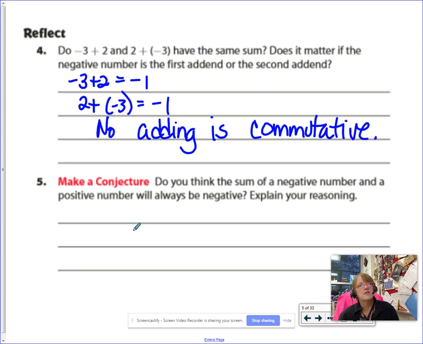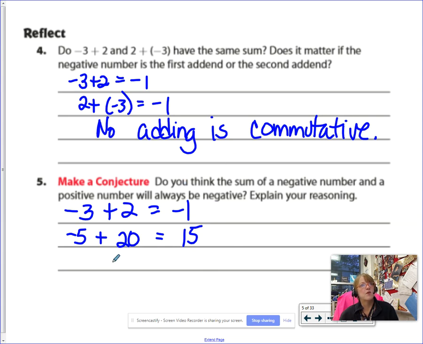Do you think the sum of a negative number and a positive number will always be negative? Sometimes it's best to get an example. Up here, when we had negative 3 plus 2, I got a negative number. But can you come up with an example where it isn't a negative answer? How about negative 5 plus 20? There's a negative number and a positive number. This time, I get a positive 15 for my answer.